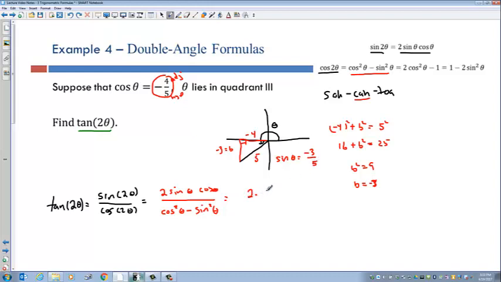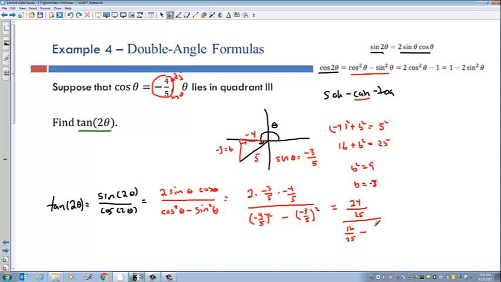So it's 2 times the sine of theta, which was -3 over 5, times the cosine theta, which is -4/5, all divided by cosine squared theta. So you're going to take the cosine of theta, which is -4/5, and you're going to square it. And then you're going to take the sine of theta, and you're going to square that. So -3/5 quantity squared. And so that's equal to, what? Well, -3 times -4 is +12. And then times 2 is 24. So you have 24/25.